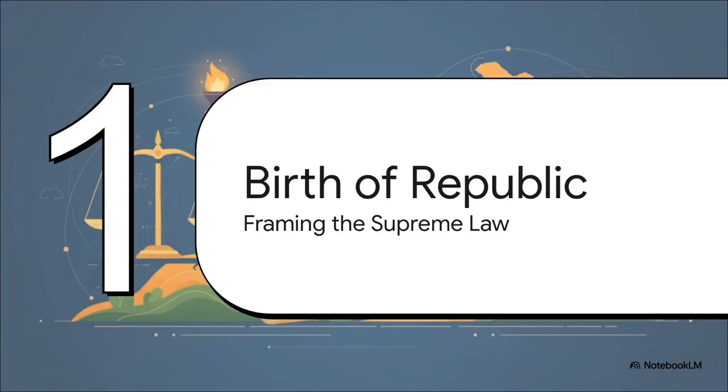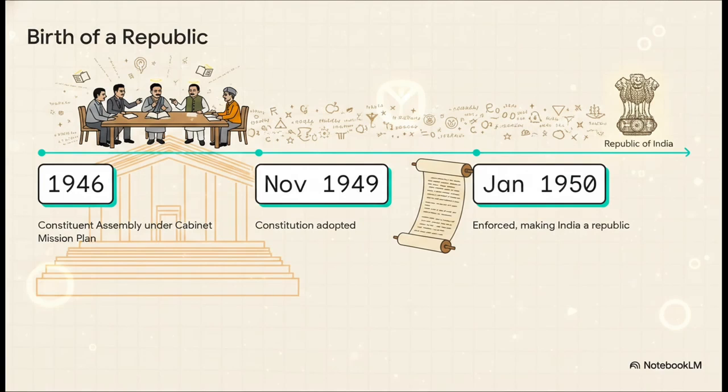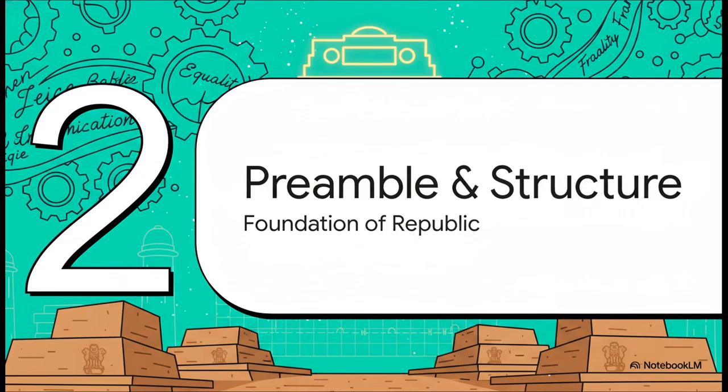Framing the Supreme Law. So, the foundation was officially poured back in 1946 when the Constituent Assembly was framed under the Cabinet Mission Plan, and this required some of the most brilliant minds of the era working at an incredible pace. Guided by the President of the Assembly, Rajendra Prasad, and the brilliant head of the Drafting Committee, B.R. Ambedkar, the text was officially adopted on November 26, 1949. And then, just a few short months later, on January 26, 1950, it came into full force, officially making India a republic.